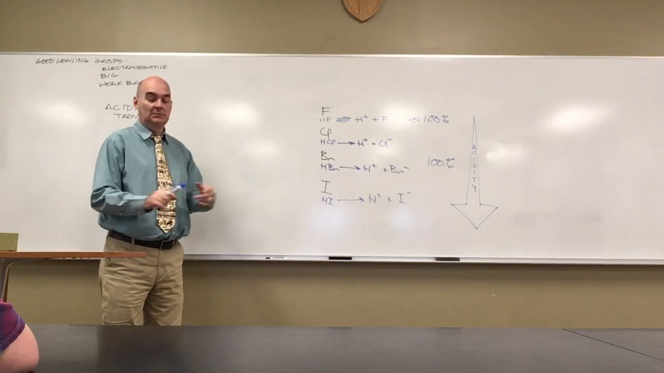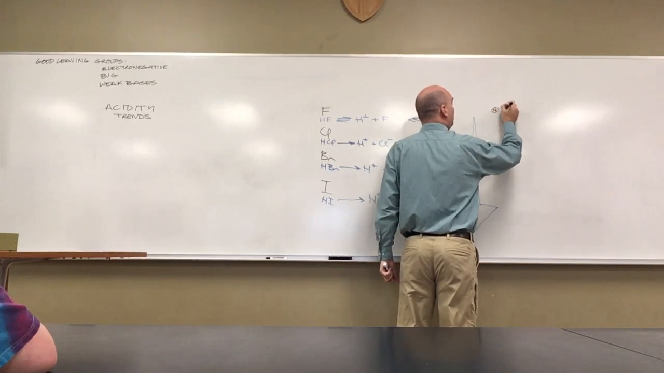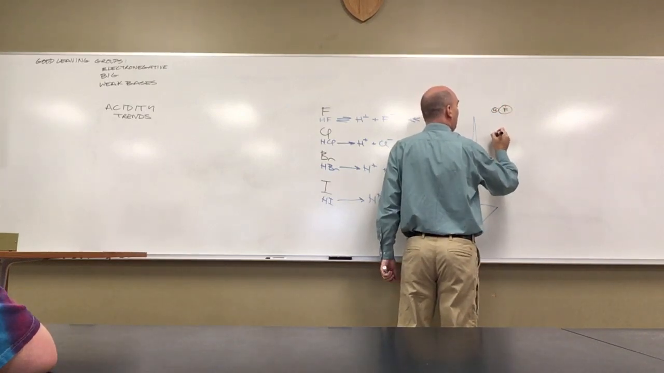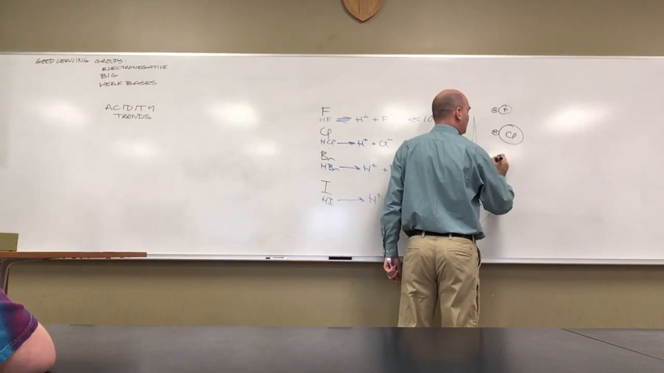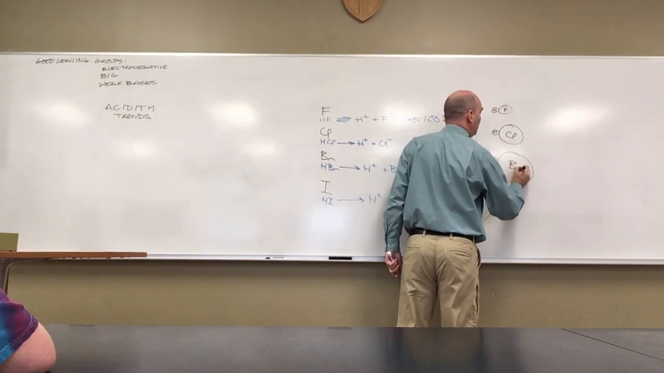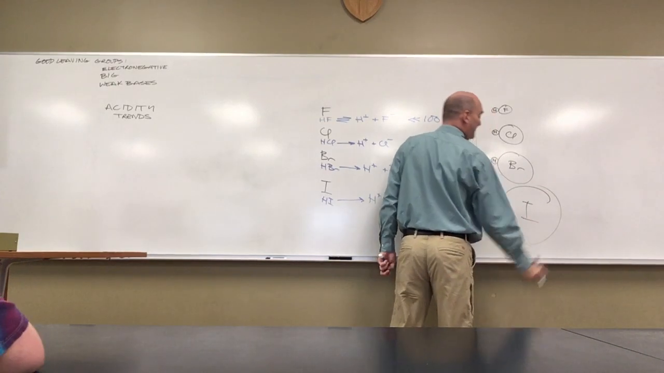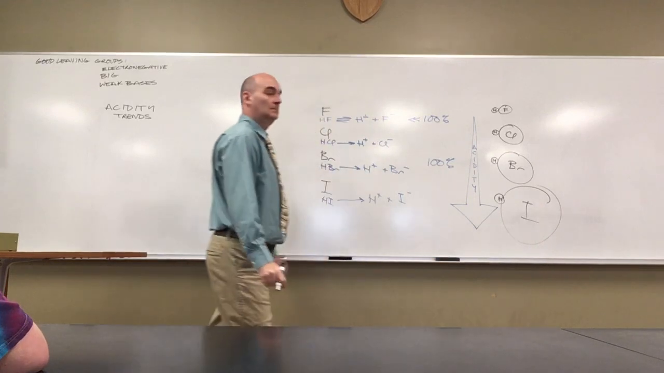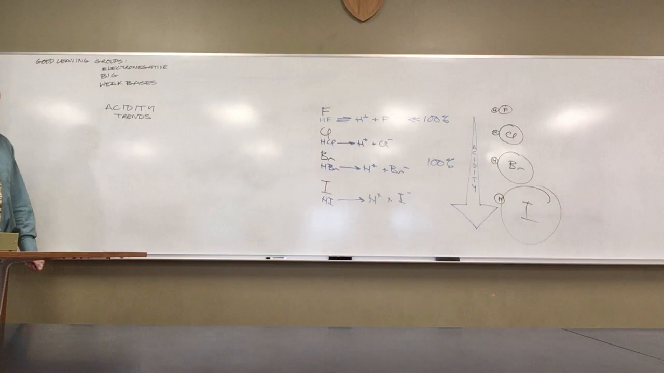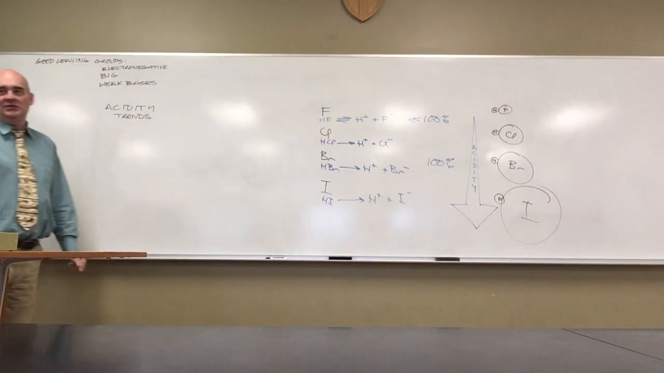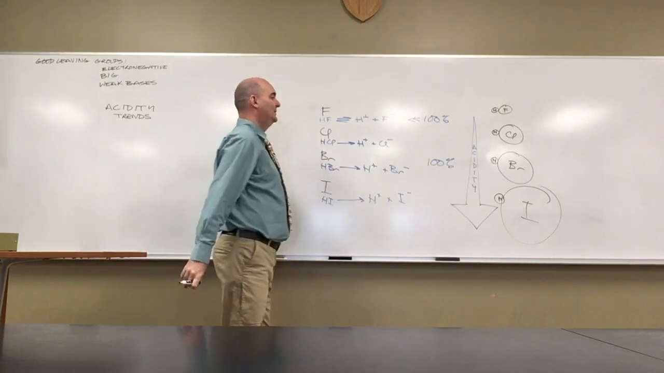Size. There's an H and there's an F. Here's an H and there's a Cl. Here's an H and there's a Br. And then here's an H and there's an iodine. Size, not electronegativity, size is the determining factor of that acidity trend.